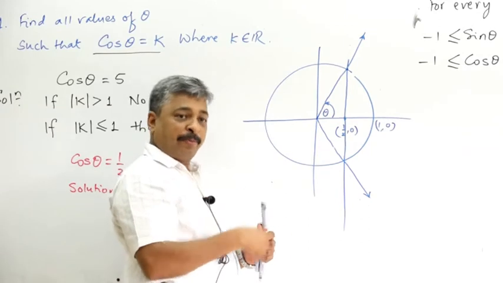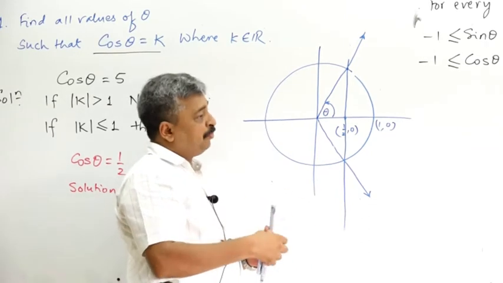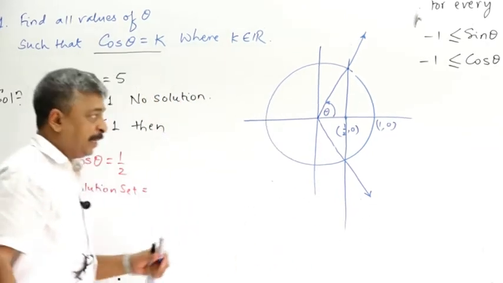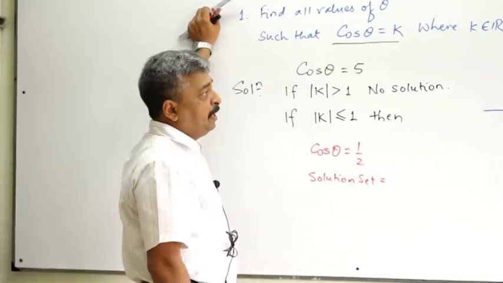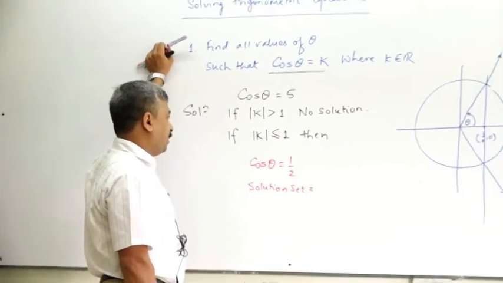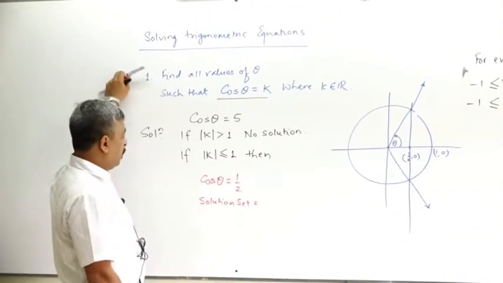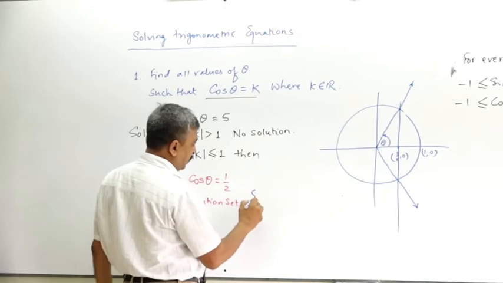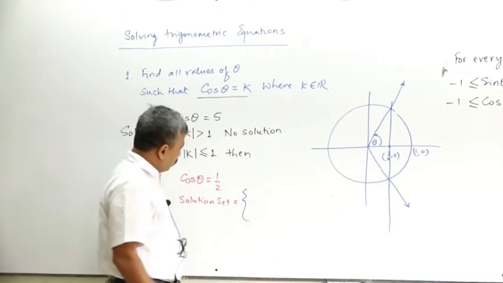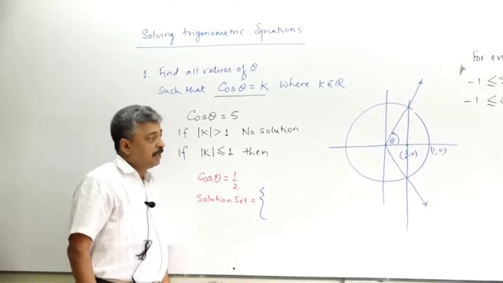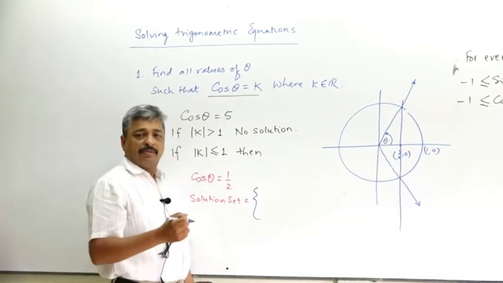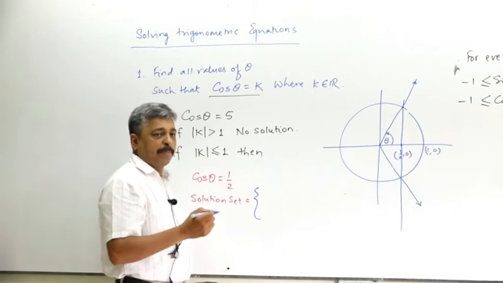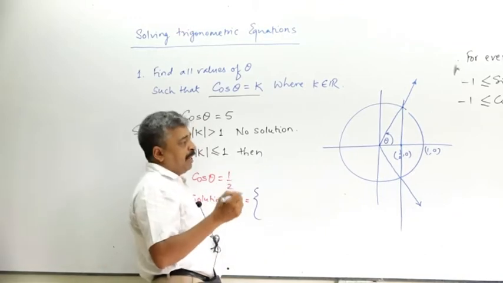For a different value of n, or for a different value of whatever integer that you take, every time this position will be achieved, and hence there will be infinitely many, and we should write it in terms of set builder form. So tell me, what is the solution set of cos theta is equal to half? So we know it is 60 degrees. So the first answer is 60 degrees, which is pi by 3. Pi by 3 is the answer.